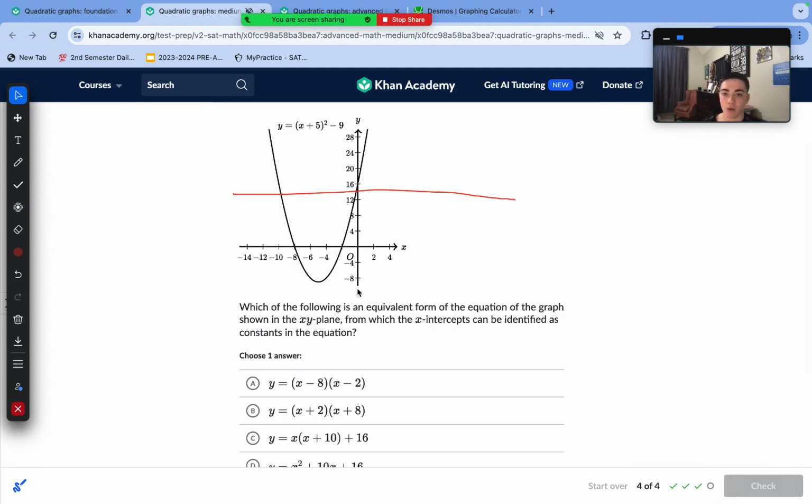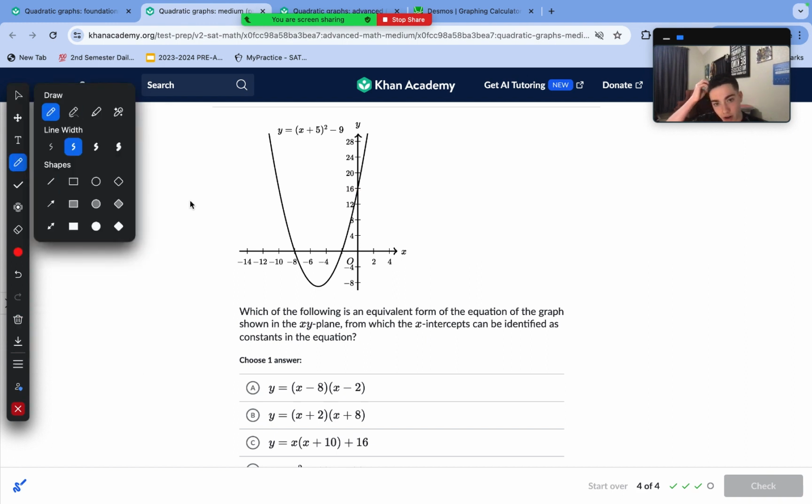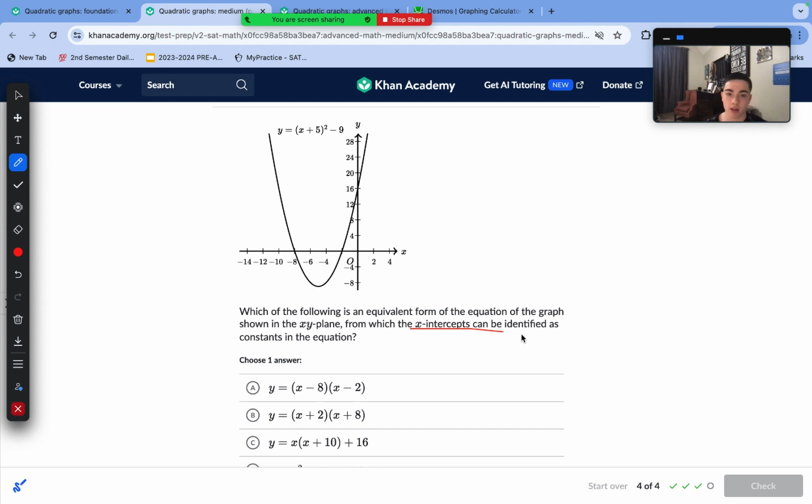On to our last question here. We are just given a function in vertex format, and we're trying to convert this into a form where x-intercepts can be identified, aka factored form. How we can get this into factored form? We first need to FOIL out that (x plus 5)^2 into x squared plus 10x plus 25, and then do 25 minus 9. Combine those like terms. 25 minus 9 is 16. Now we have x squared plus 10x plus 16, and now we are going to factor this.